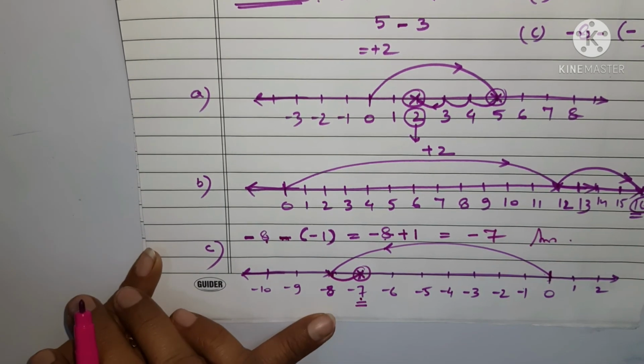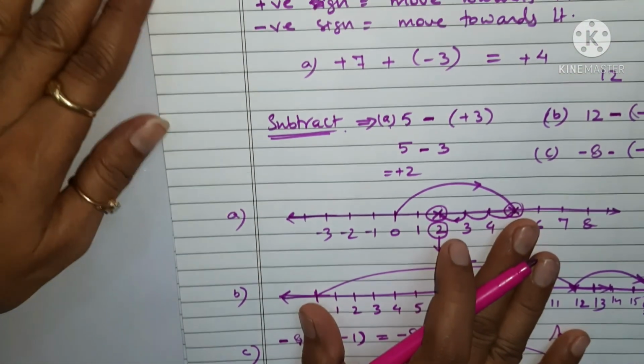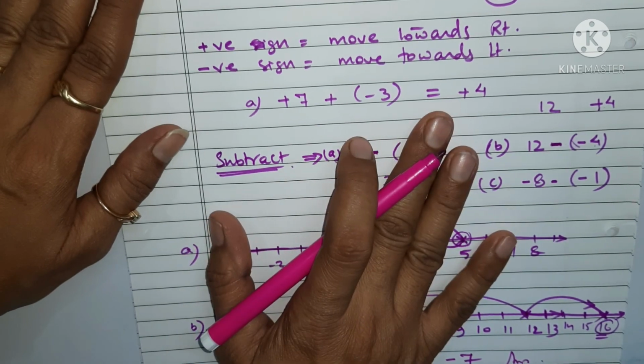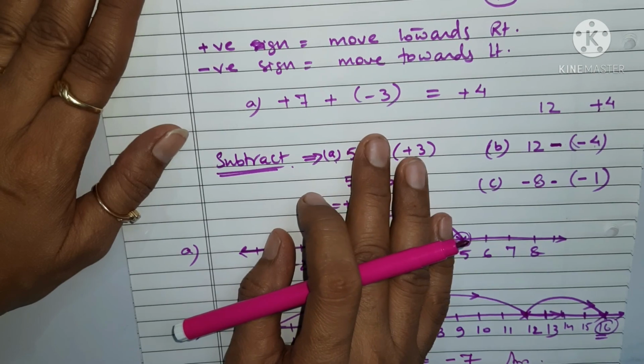This is how you have to present it on the number line. I hope you have understood integers, how to present integers on the number line. Let's stop here only, and we'll come with another recap the next time. Thank you.